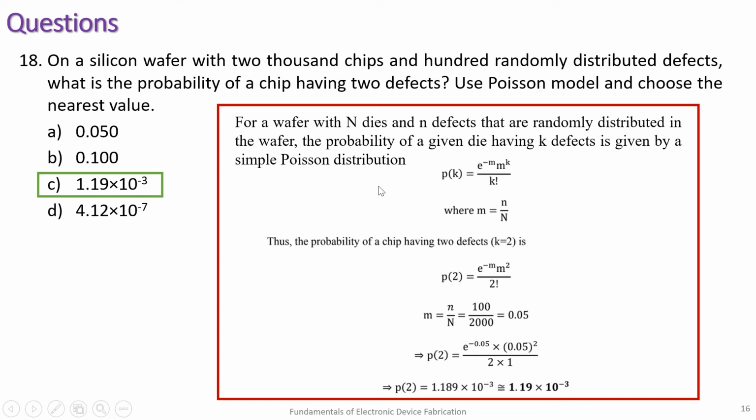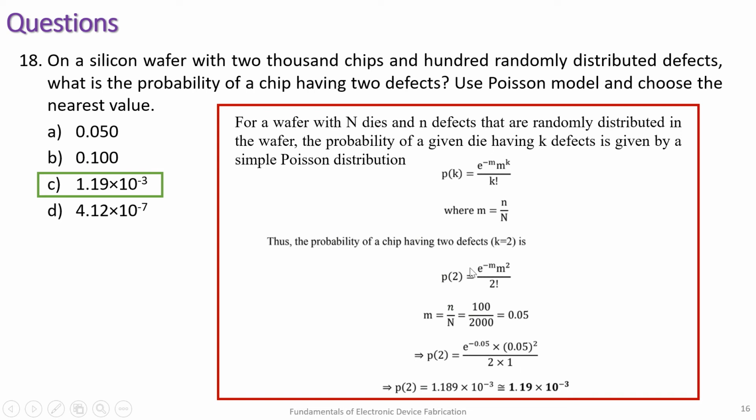For Poisson's distribution, as he already mentioned, P of k is equal to e raised to minus m, m power k by k factorial. K is already given to you. K value is what is the probability of a chip having two defects. So 2 will be the k value. And when we are substituting all of these values in our equation, finally we will get P of 2 is equal to e power minus 0.05 into 0.05 power 2 divided by 2 factorial. And our final answer will be approximately 1.19 into 10 power minus 3.